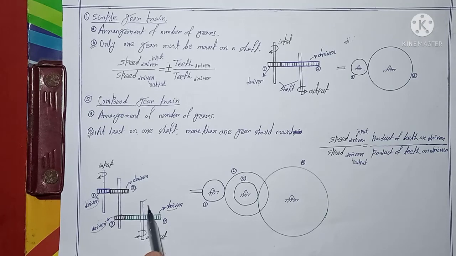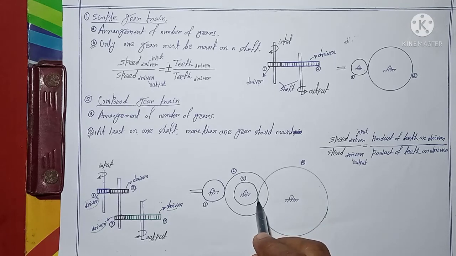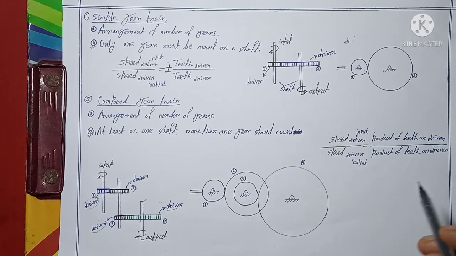Okay, so if you want to represent this diagram in this format, you can. Here you can see this is gear 1 and this is gear 2, and gear 2 and gear 1 are linked to each other, and similarly here is gear 3, which is mounted on the same shaft, and this is gear 4, which is linked to gear number 3.